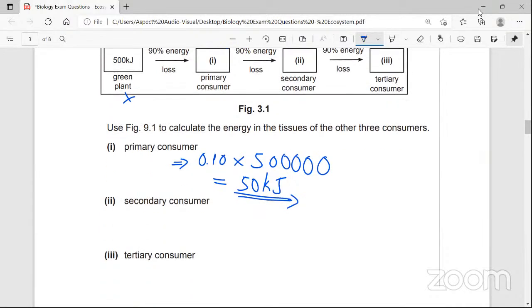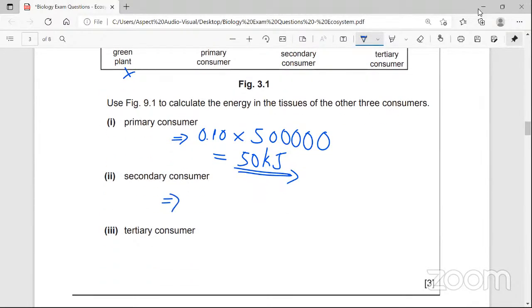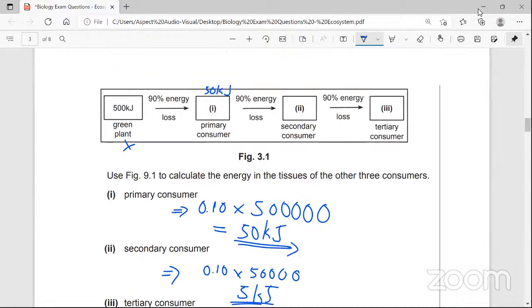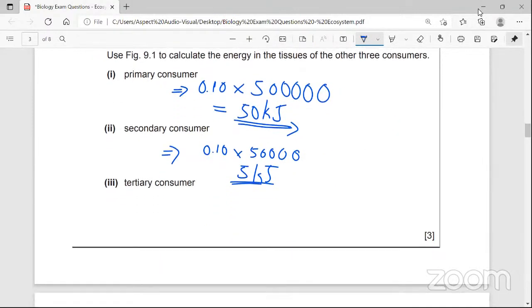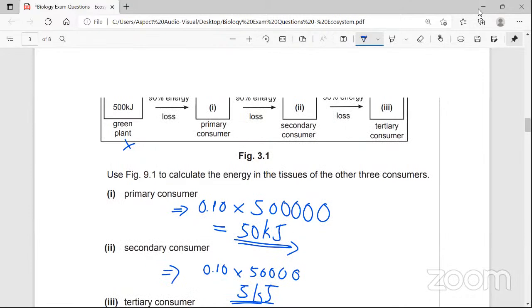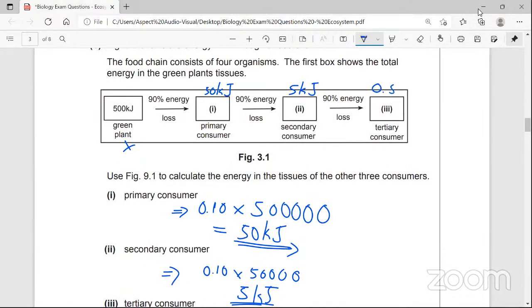In the next part, you also find the 0.1 of the next one. So what's the answer? 5 kilojoules. Are we together? So it's 5 kilojoules there. Then the next one is 0.5 kilojoules or just 500 joules. Right, so that is the energy at each trophic level.